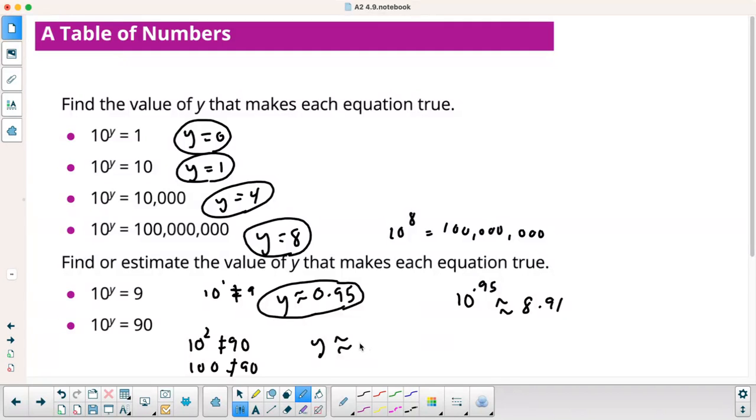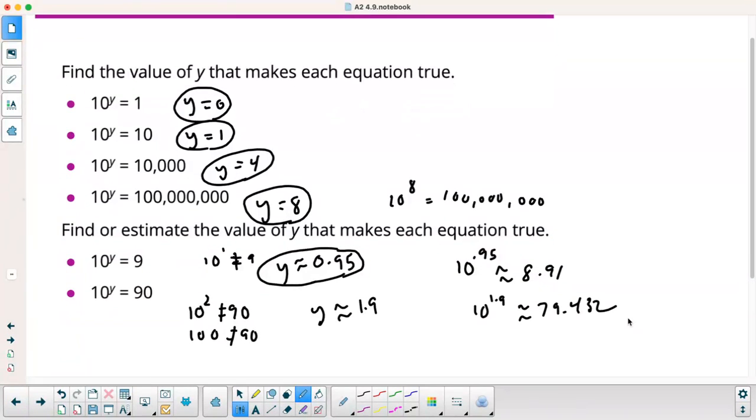Let's try 1.9. 10 to the 1.9, and I see what that gives me. And I get 79.432. Not big enough. I want it to be 90, so I got to make it bigger.